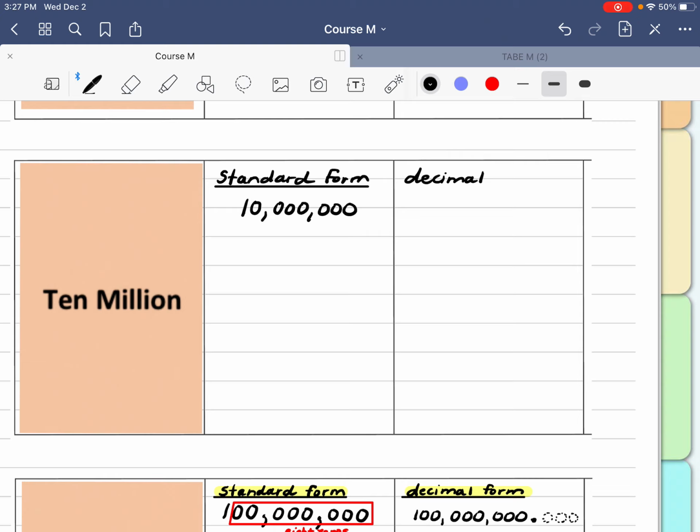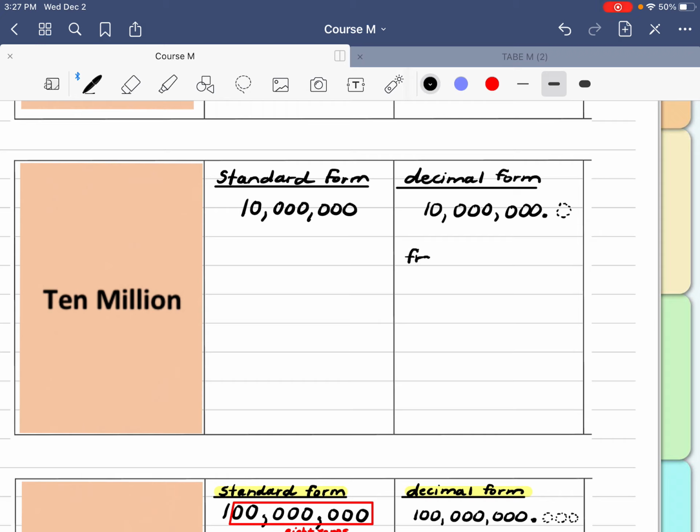So decimal form, again, that just looks like standard form, except you put your decimal in so that it's visible. And you could add zeros after the decimal if you want to or need to.